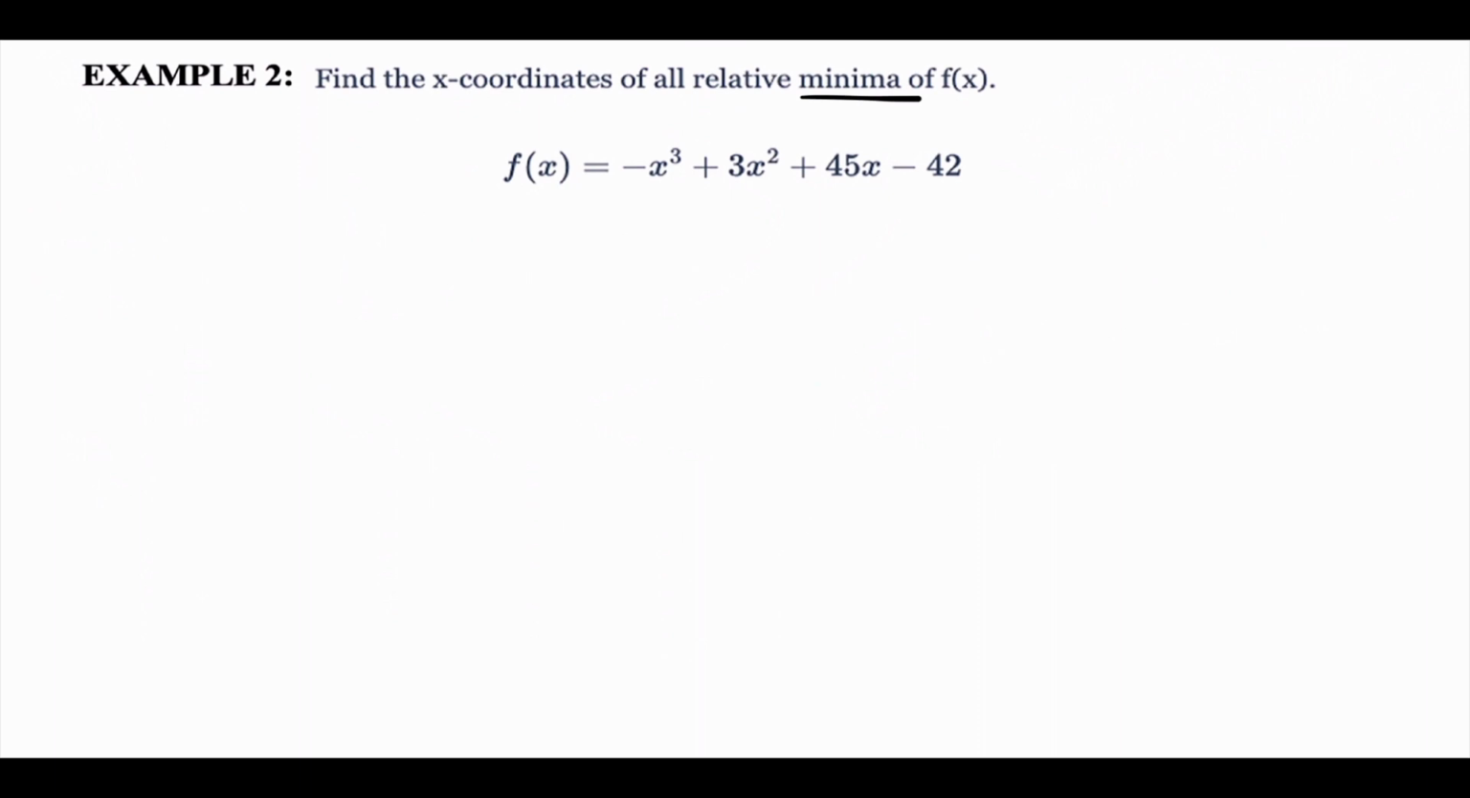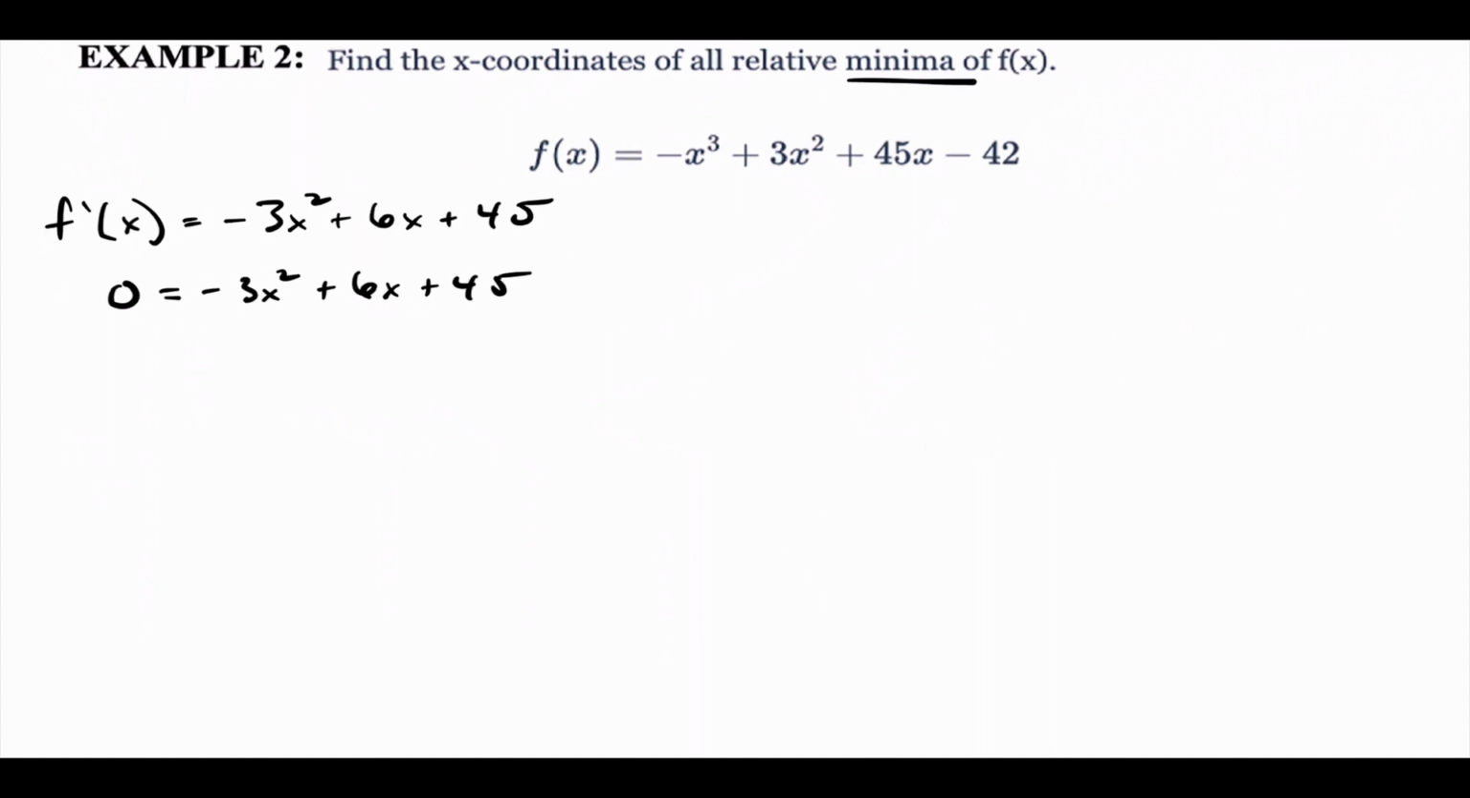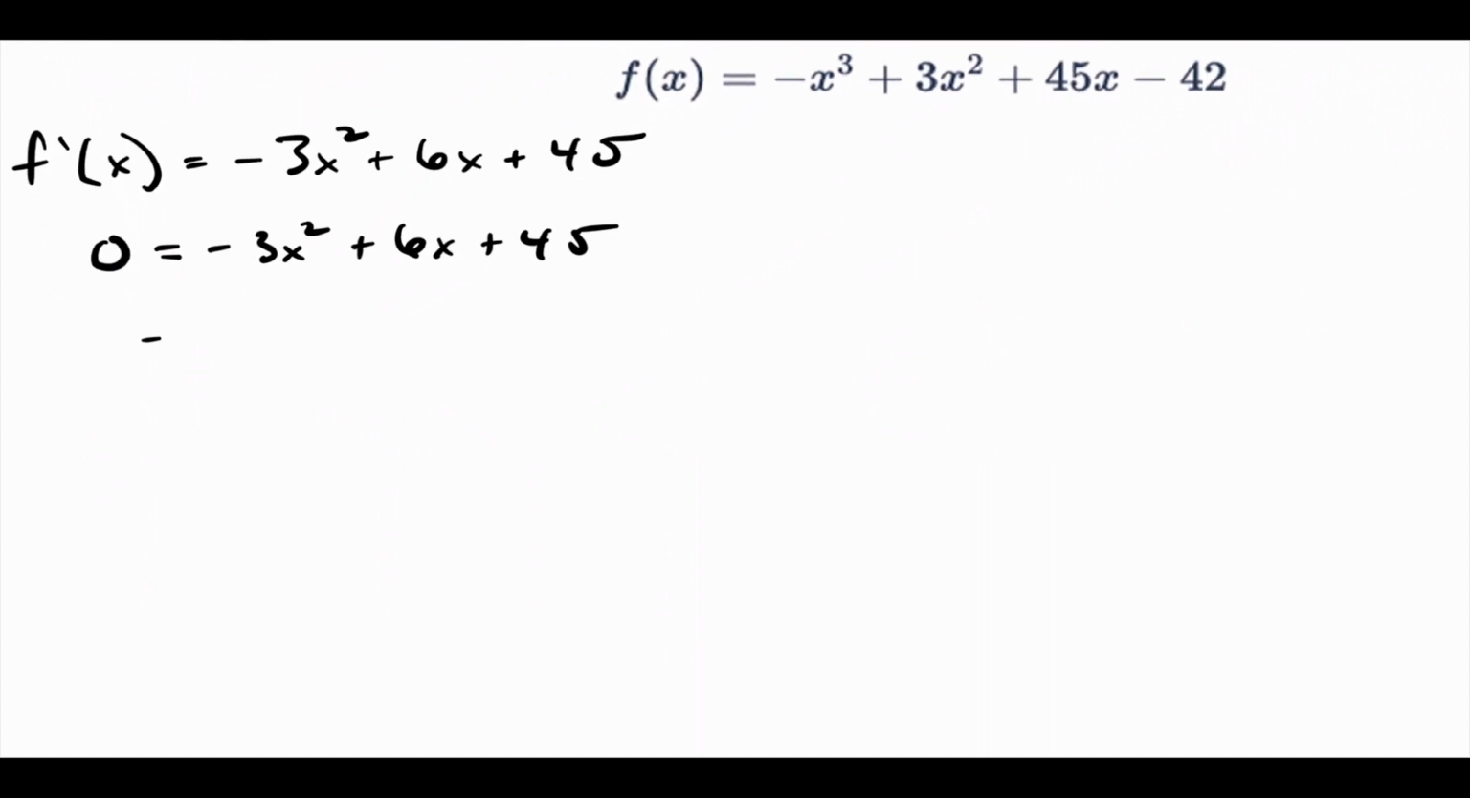Okay, so the first thing I'm going to do, find the derivative. Negative 3x squared plus 6x plus 45. Figure out where that's equal to 0. It's a trinomial. So for trinomials, first step is set it equal to 0. Done. Factor out a GCF. This one does have a GCF. I believe I can divide them all by negative 3. Oops, minus 15.